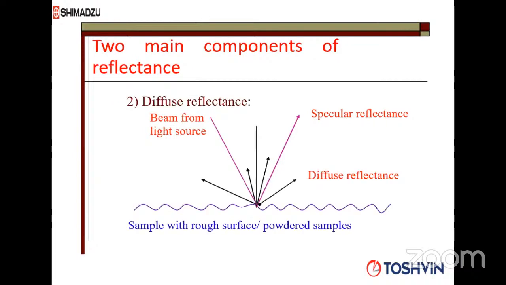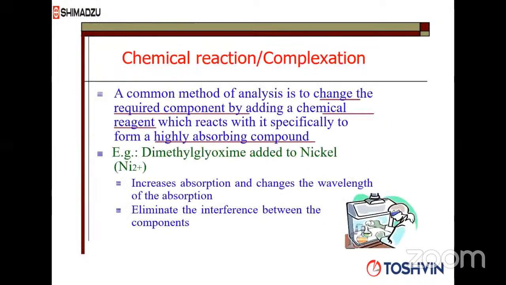And what is diffuse reflectance? You have got a powder sample, a rough, uneven surface. So in that case, diffuse reflectance will take place. Diffuse reflectance means the light will come and fall on the surface, it will penetrate, and while coming out, it will come out in different directions. That is what is known as diffuse reflectance. So if you want to study diffuse reflectance, you require an attachment called an integrating sphere. Without that, you cannot study diffuse reflectance properly.